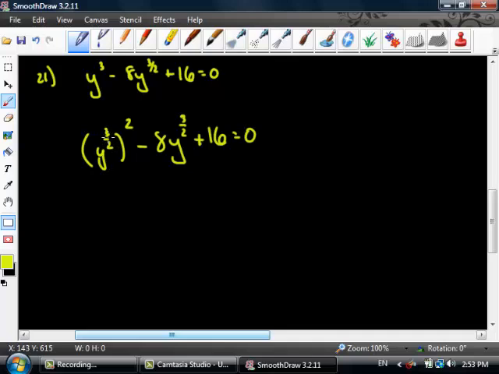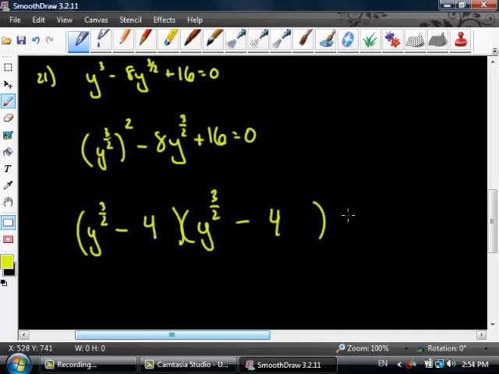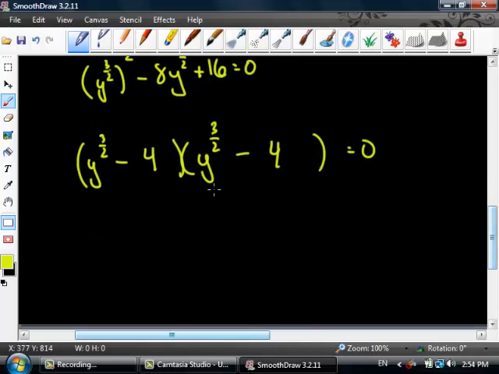And again, you can always double check. You just multiply these two together, you get y^3. So now we get y^(3/2) and y^(3/2) minus, looks like it's going to be 4 and 4. Well, this is kind of cool. We don't have to do much for it. y^(3/2) = 4.